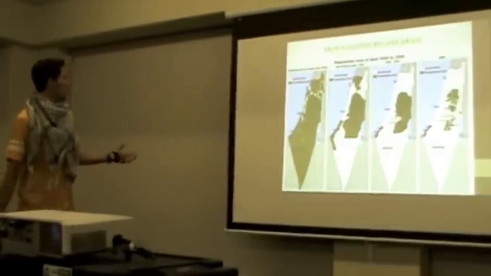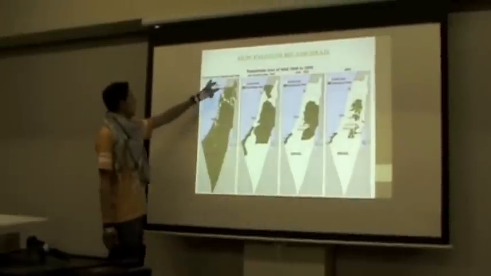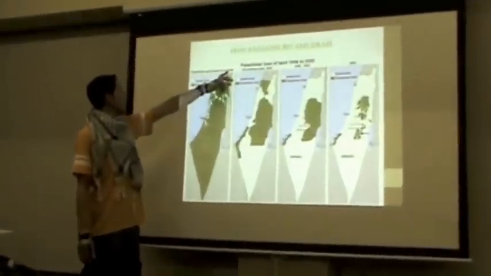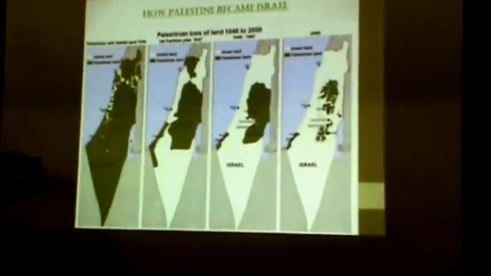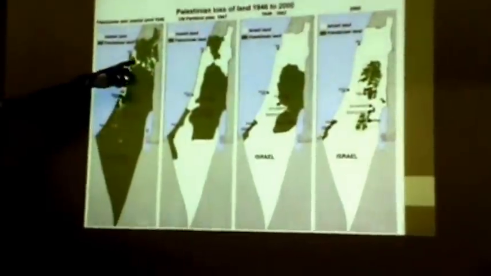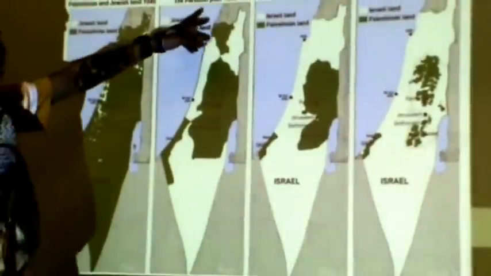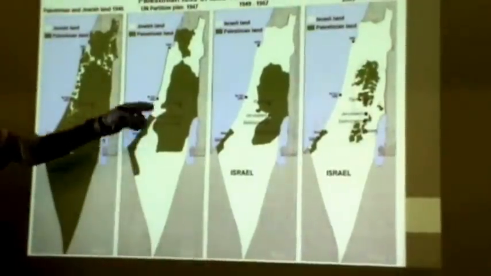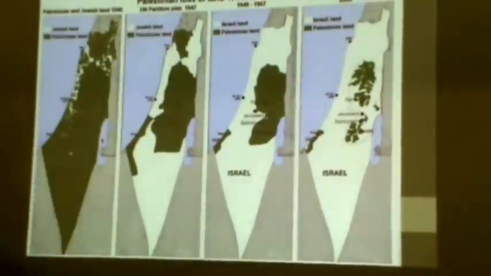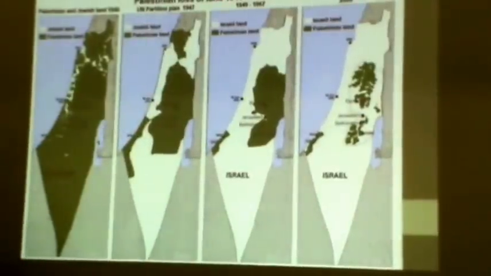This is Palestine. If you look here, Palestine and Jewish land in 1946. The green color represents Palestinian land, and the white represents the Jewish land. If we go over 1947, Palestine became like this. This land was occupied by Israel, and this land is for Palestinians.